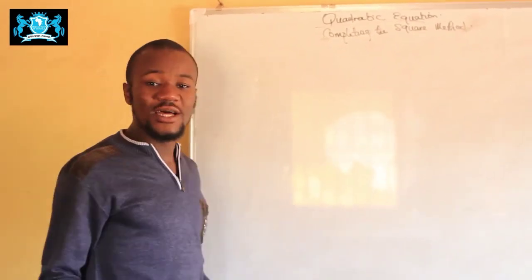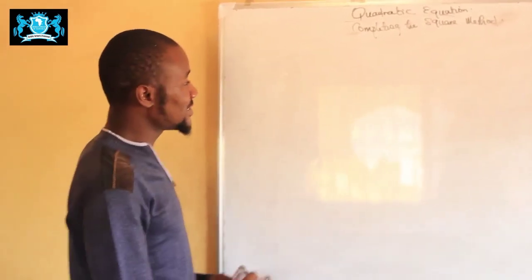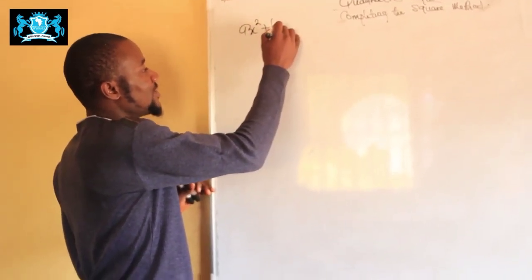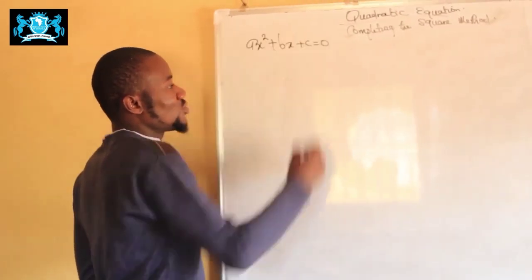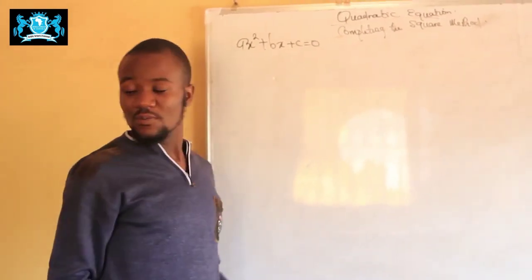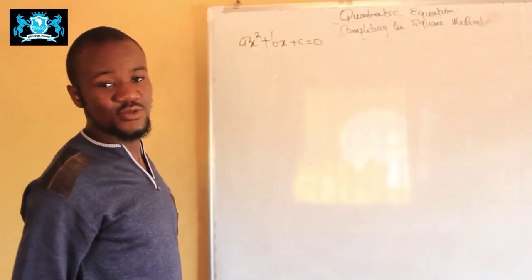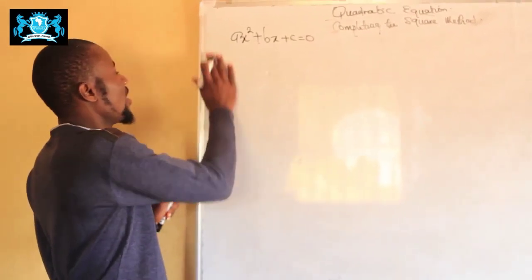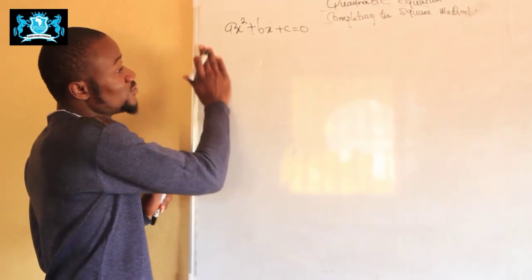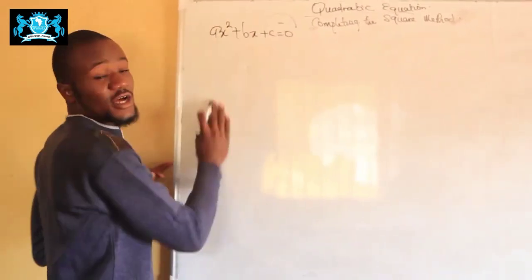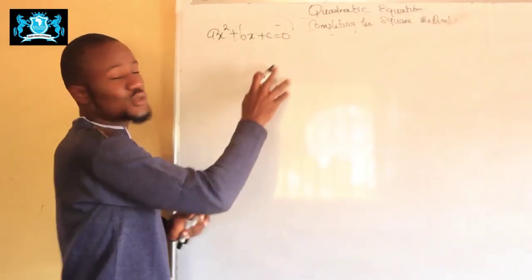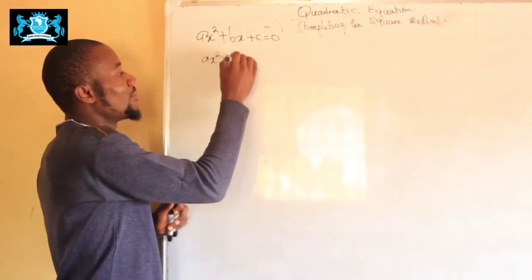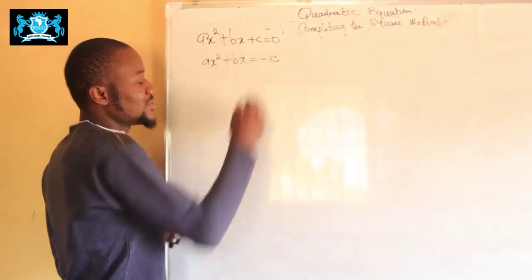First of all, we know that the general form of a quadratic equation is ax squared plus bx plus c is equal to 0. Now let's use the completing the square method to analyze this solution. The first thing we need to do is move this one over, changing from plus to minus because it's crossing the equality sign. So we have ax squared plus bx is equal to minus c.